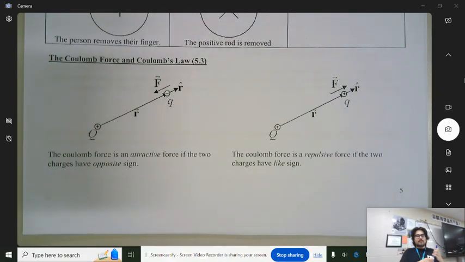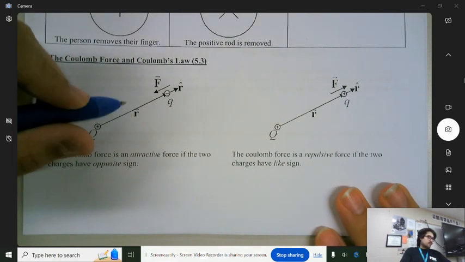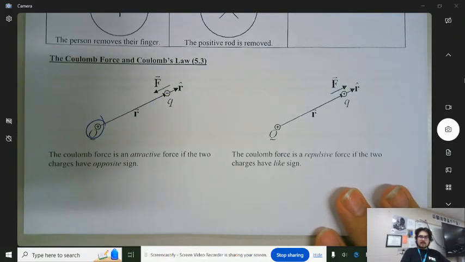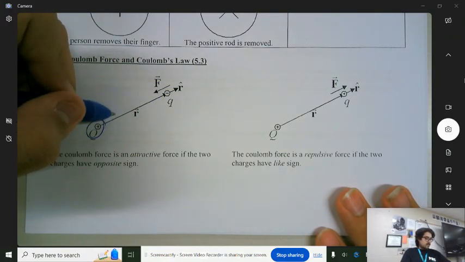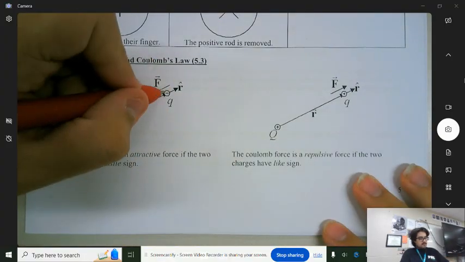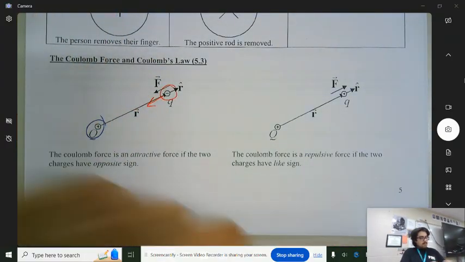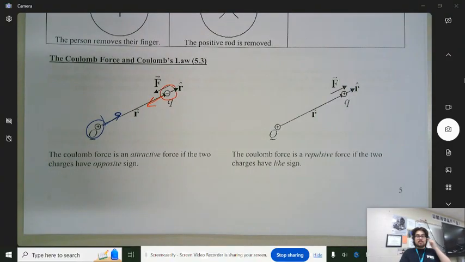I'm just going to show you really quickly that if two charges have an opposite sign from each other, then the Coulomb force, which is the force between any two charges, is going to be attractive, right? You know this, that opposite charges attract each other, like charges repel each other, okay? So the Coulomb force is an attractive force if the two charges have opposite sign. Notice that we have a positive charge here, and then we have a negative charge on the upper end. So the force is actually going to be attractive, right? They're going to pull each other closer.